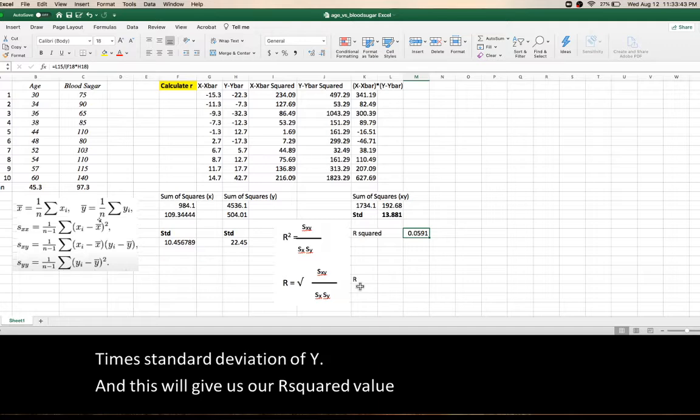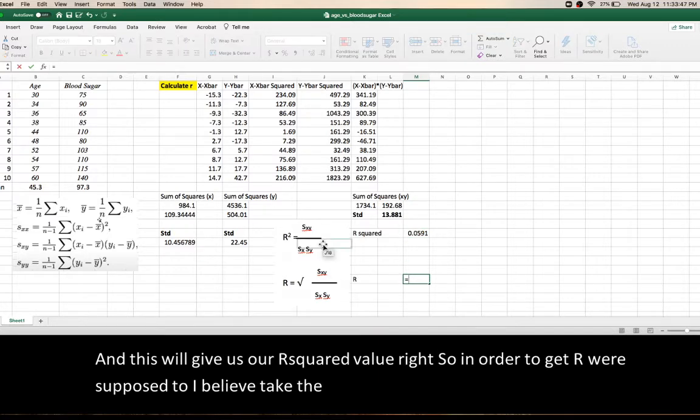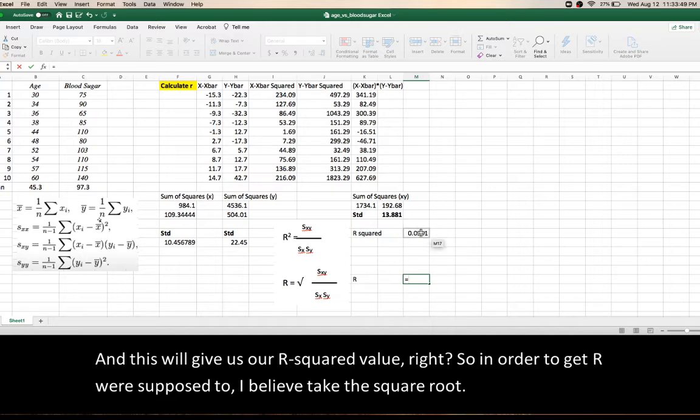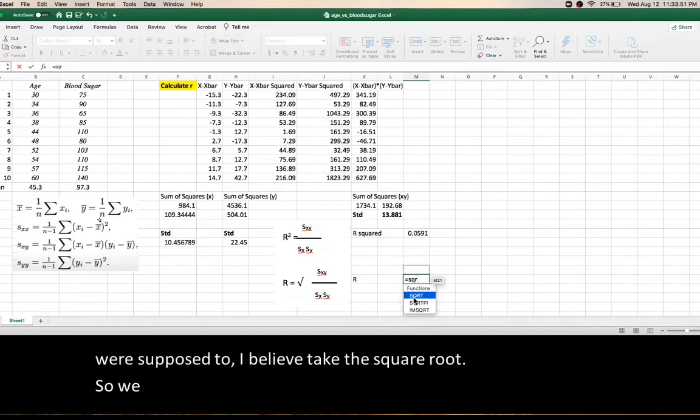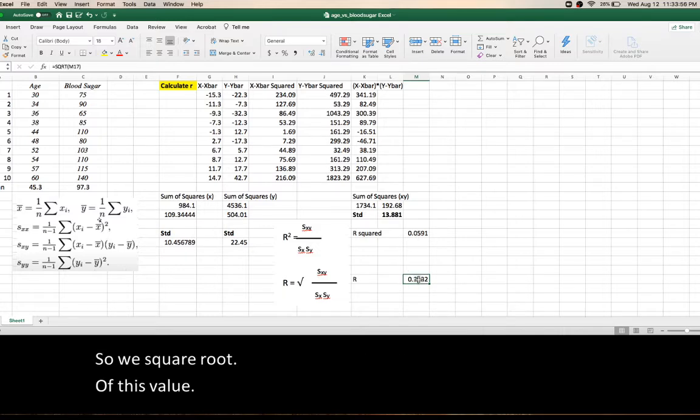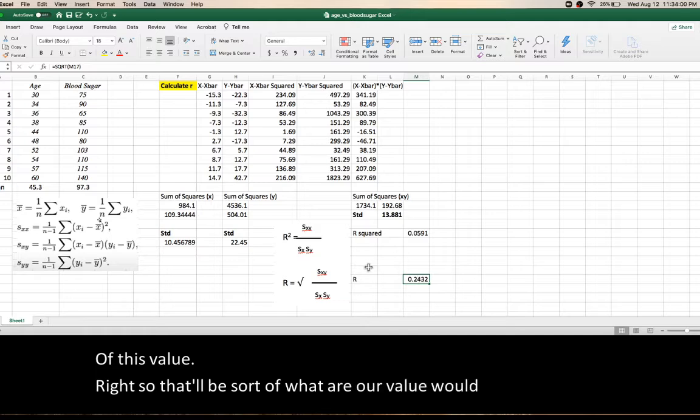So in order to get r, we're supposed to, I believe, take the square root. So it'll be the square root of this value, right? So that'll be sort of what our r value would be when we calculate this by hand.